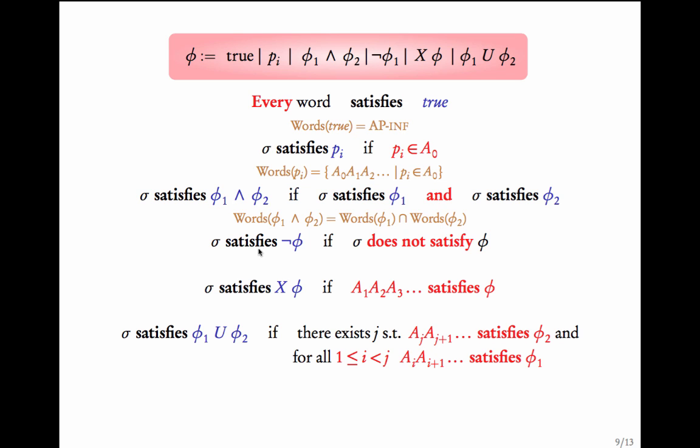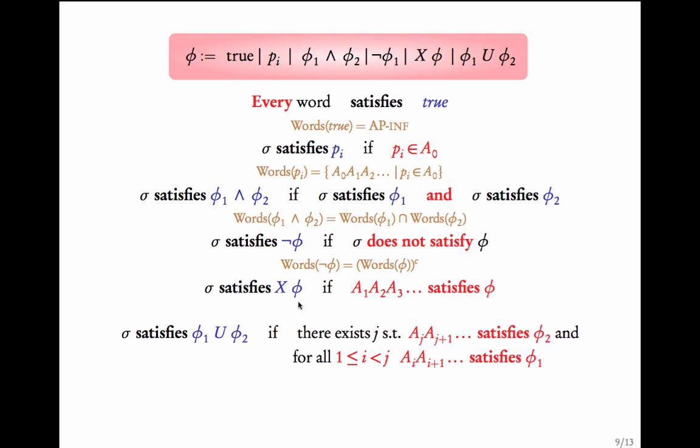Now what about sigma satisfies not phi? Words of not phi is going to be the set of all words in the complement of words of phi. You look at the set words of phi and just take the complement set. This will give you the set of all words that do not satisfy phi.